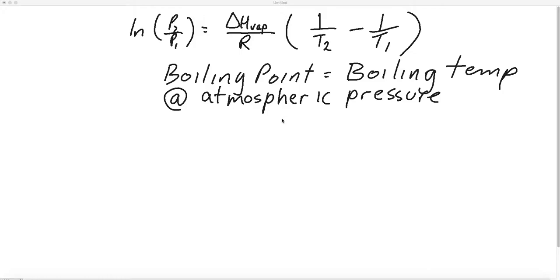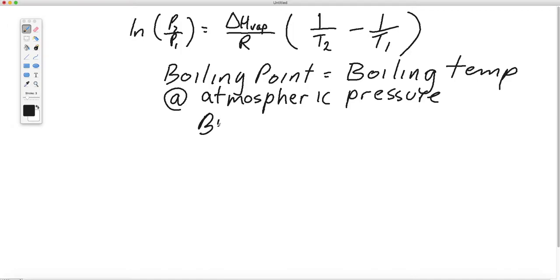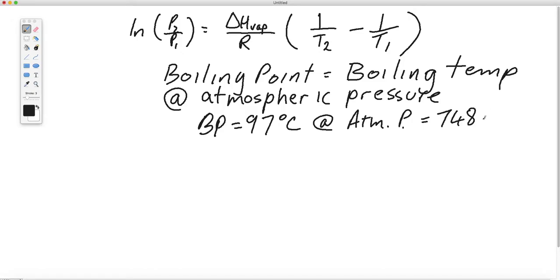So what we're going to do here is let's assume that we see a boiling point of, let's say, 97 degrees Celsius, and the atmospheric pressure, which we get off a barometer in the lab room, is going to be, let's say, 748 millimeters mercury. This can vary. It's not always 760. We assume that 1 atmosphere is 760, but in reality, air pressures vary all the time.